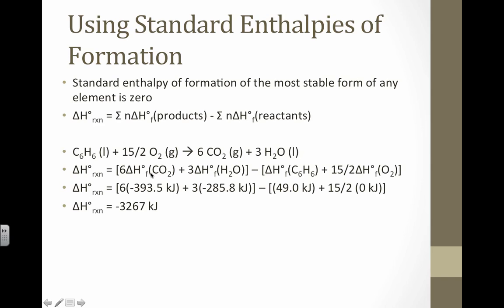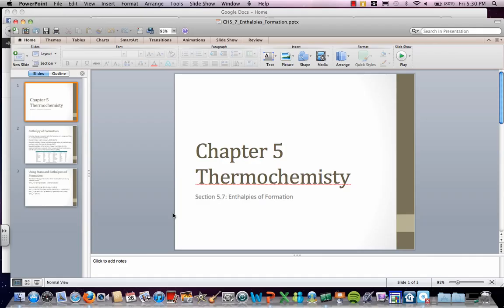So then what I do is I go to my table or my appendix and I substitute the heats of formation for each substance with their actual number, which you see here. I multiply and then I subtract and then I get the standard enthalpy of reaction, which is actually pretty easy to get as long as you have the reference values, which you'll always get. And that's it.